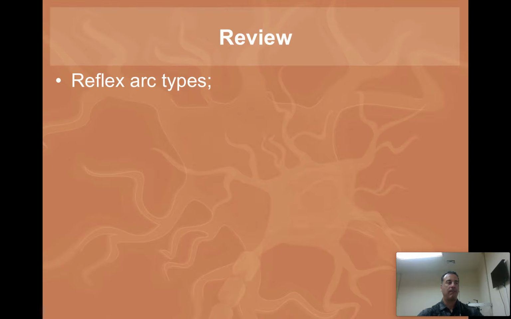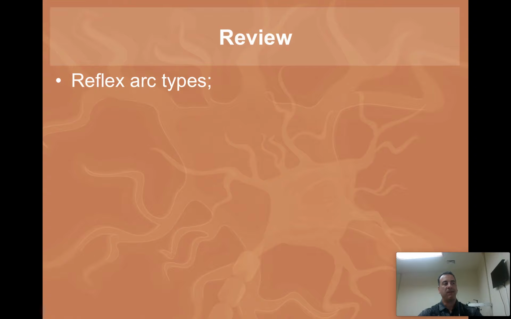Reflex arcs, again, going back: you have the monosynaptic versus polysynaptic. There are ipsilateral reflexes versus contralateral reflexes. What's a contralateral reflex? The withdrawal reflex is contralateral. You step on a nail with your left foot, and your right foot jumps back. It's a reflex to get away from the insult on the left side. Be familiar with that type of information.